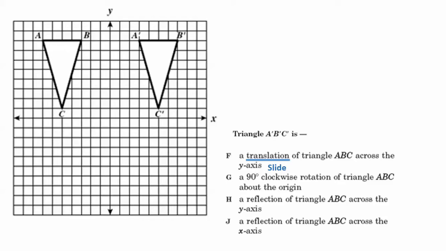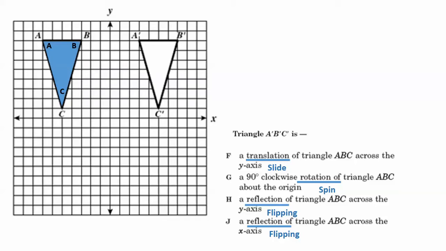Well, a translation means that it could be slid. We could slide it onto its image. Rotation means we would have to spin it to get it onto its image. A reflection has to be flipped, and again we see reflection, which means to flip.